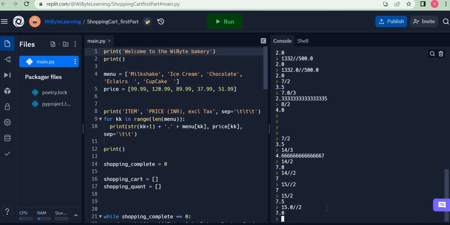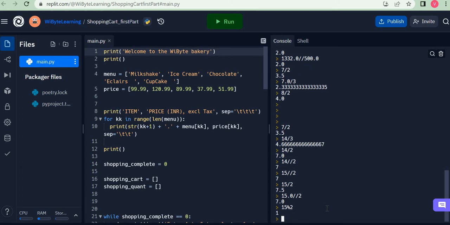What about modulo? Modulo is, in simple words, the remainder. So basically we have, for example, 15 modulo 2. Modulo is the percentage sign, remember. So if I did this, I'm going to get a 1, and that's because 15 is 2 times 7 plus 1. So I'm going to get the remainder of 1.